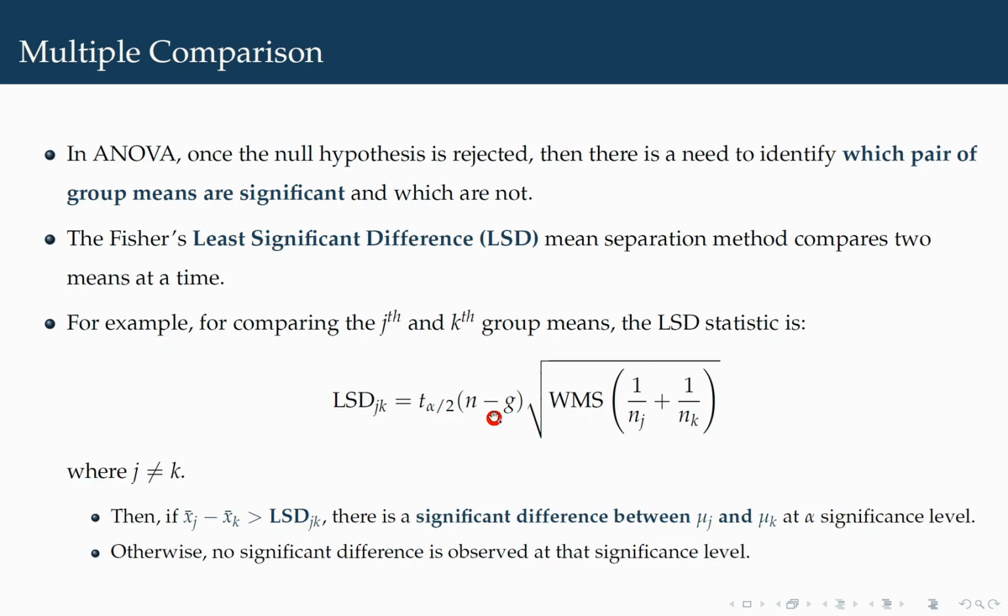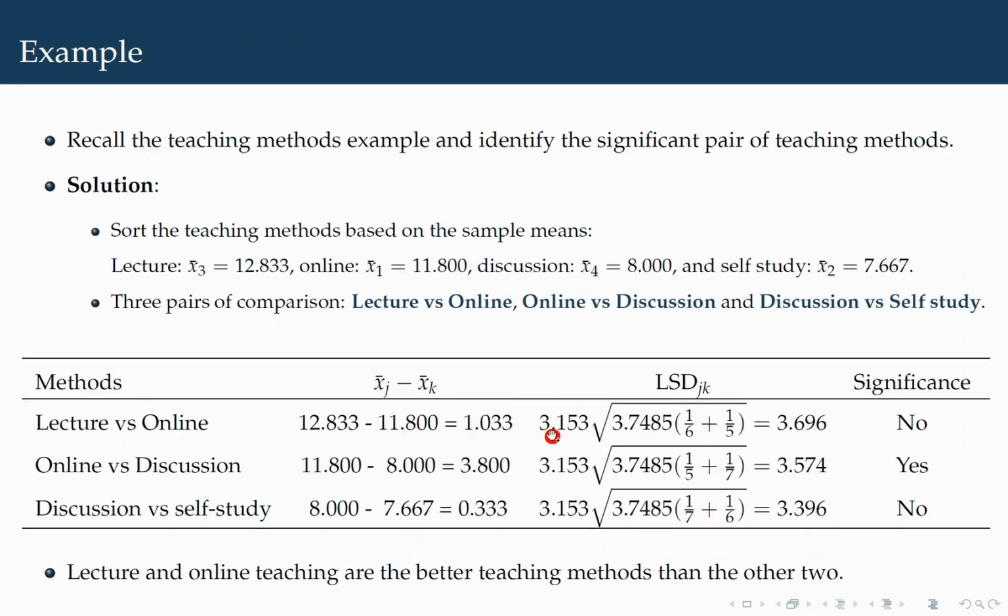Therefore, t 0.025 with 20 degrees of freedom, the value becomes 3.153, times the root of the within mean square 3.7485, times 1 over the number of observations of lecture, which is 6, plus 1 over the number of observations of online, 5. Then it becomes 3.696. Now 1.033 is less than 3.696. So that means there is no significant difference between lecture and online.